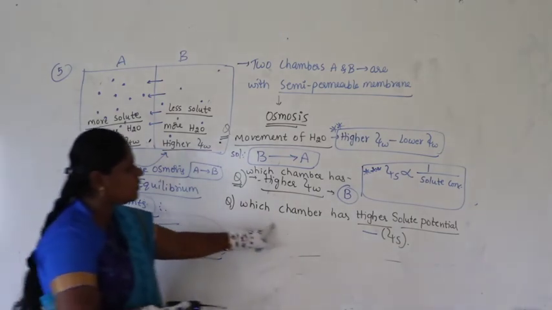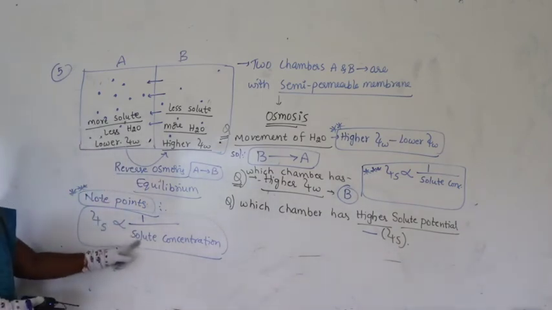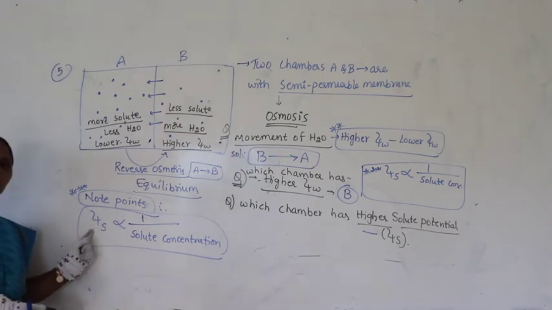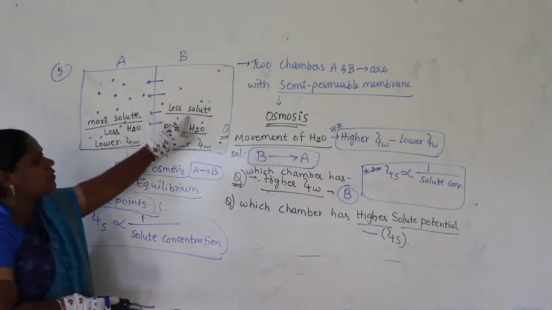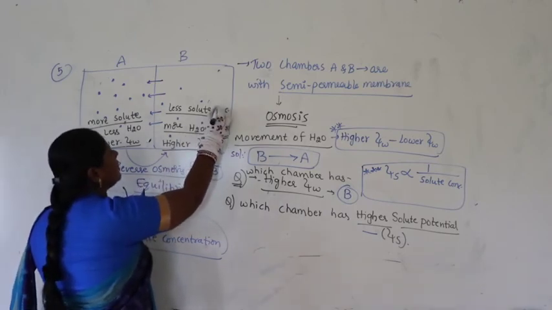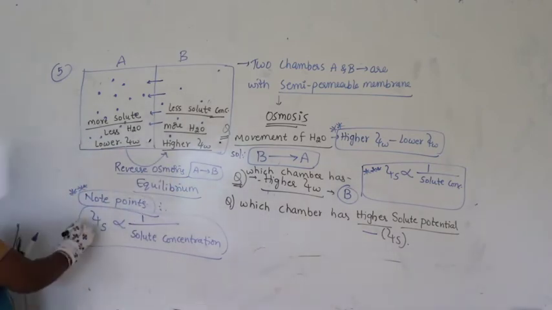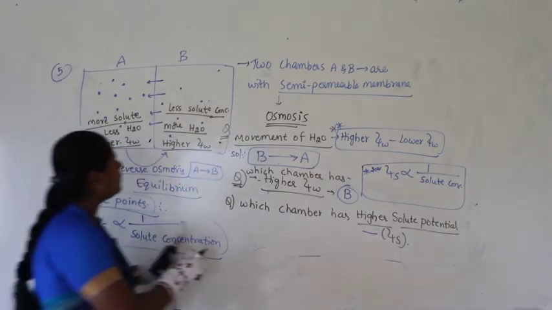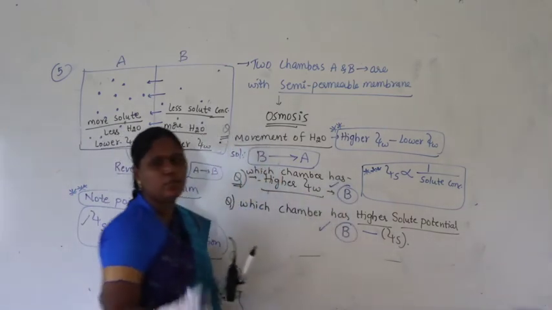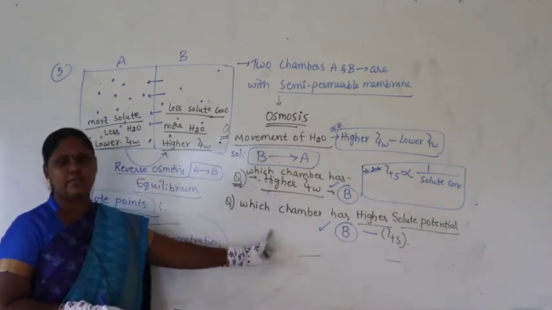What is the question asked here? The question is about higher solute potential. If the solute concentration is less, then we find higher solute potential. Which chamber has less solute concentration? Chamber B has less solute concentration. As chamber B has less solute concentration, chamber B will have higher solute potential. So the answer for this is again B, not A. Most of the people get confused here while doing the questions.